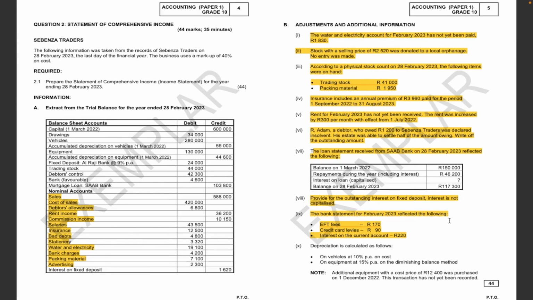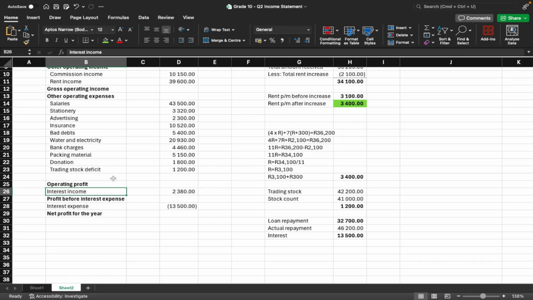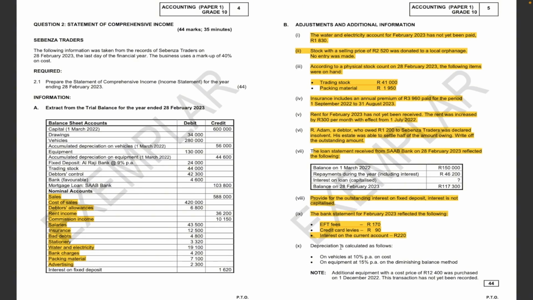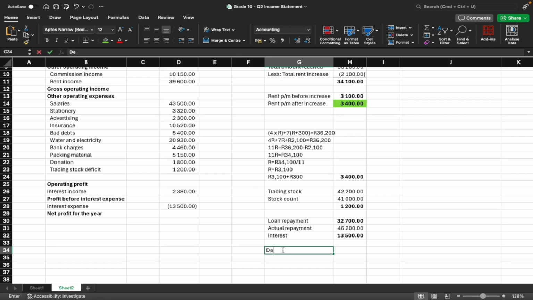All right, so we can see here we have done almost everything, except we still have one more space here. And of course, you can see the only thing we have not done is depreciation. And depreciation is fairly straightforward. If you struggle with depreciation, we have a lesson specifically on that as well. You'll find it in the link in the description below. So let's quickly do this one here. On vehicles, 10% on cost. So I'm going to write here depreciation and do my workings. And then I put my vehicles, 10% on cost.